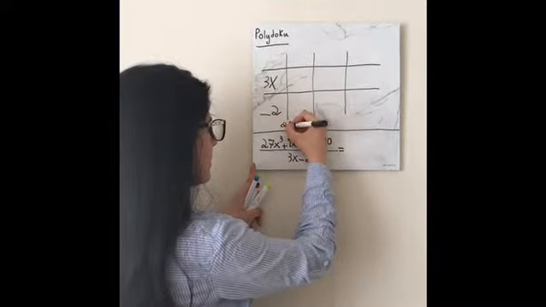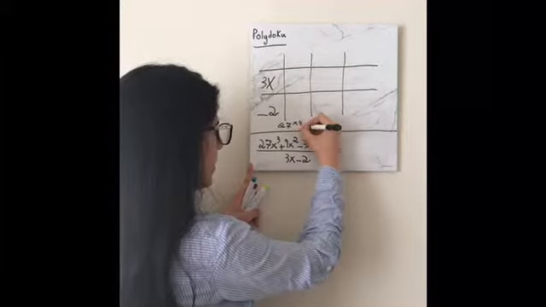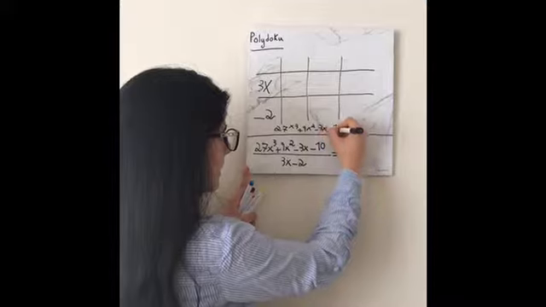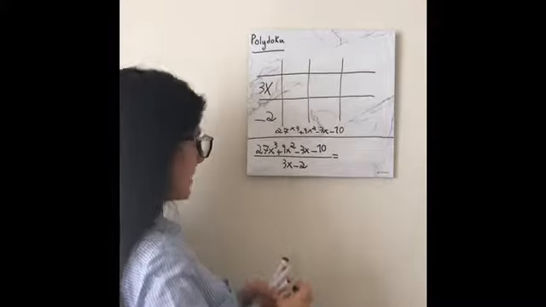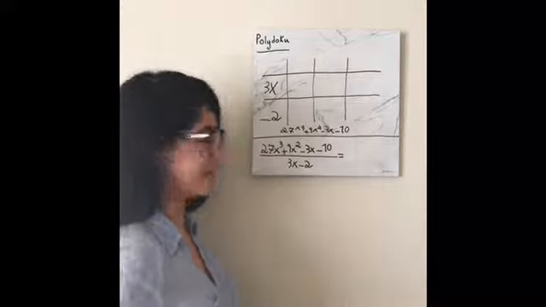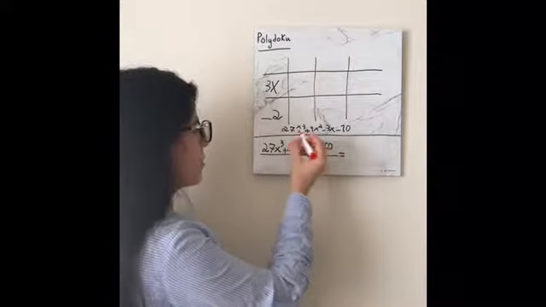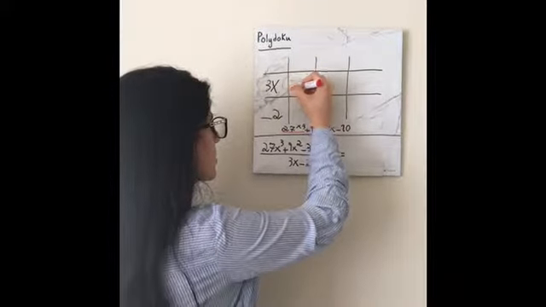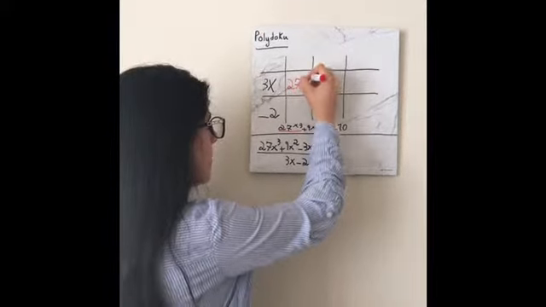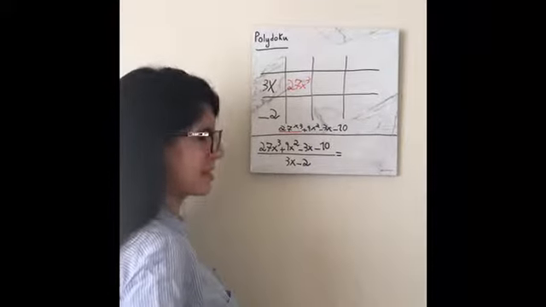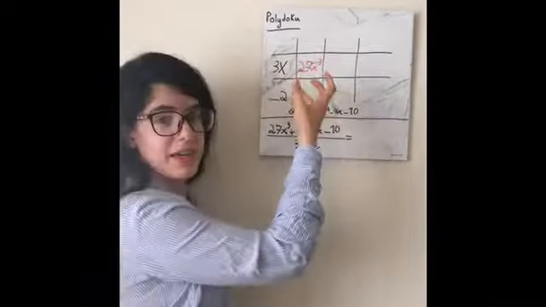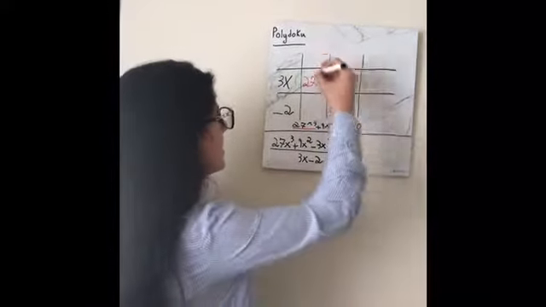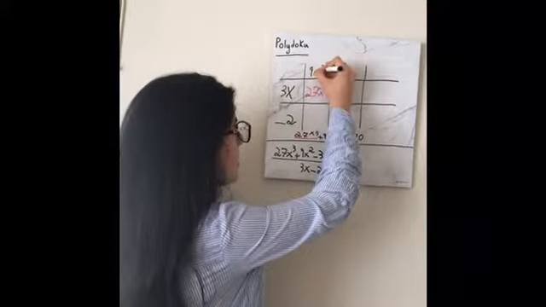So we're going to have 27x cubed plus 9x squared minus 3x minus 10. And now we are going to begin dividing. We start with our x cubed, and we always put that in the top box. And then we ask ourselves, 3 times what gives us 27x cubed? And the answer to that is 9x squared.